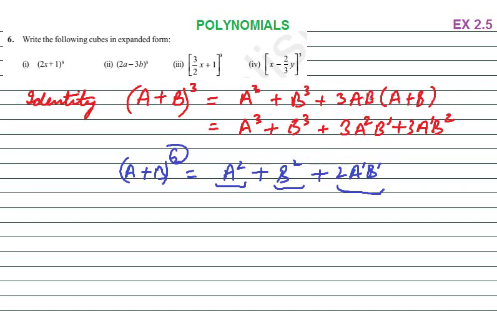Why? Because if you write 3ab only, then a and b will have 1 power each. So 1 plus 1 is 2. That cannot happen because we have a cube here. So there has to be a power of 3 in each and every term. Okay, so moving forward, this was the discussion about the identity. Now let's move forward.